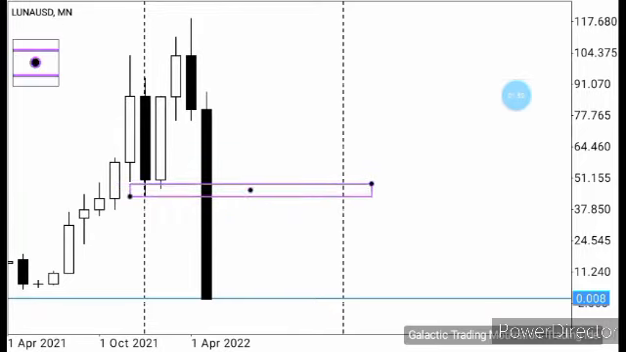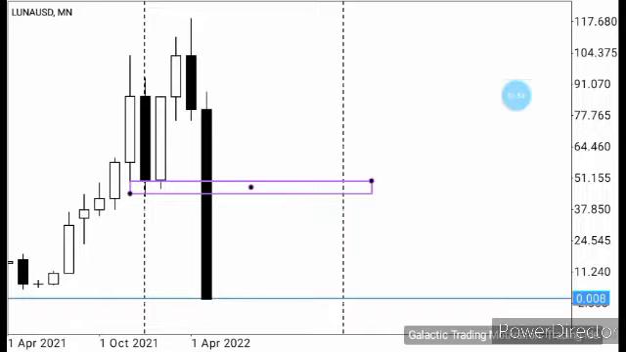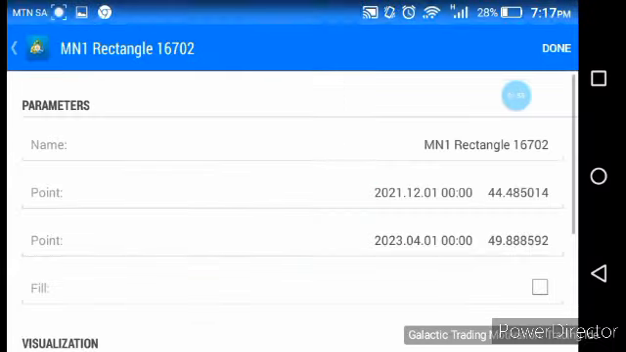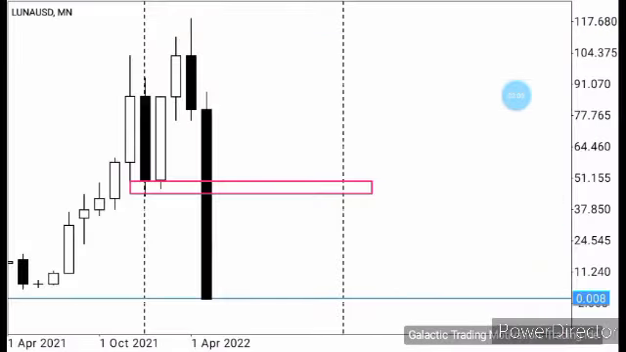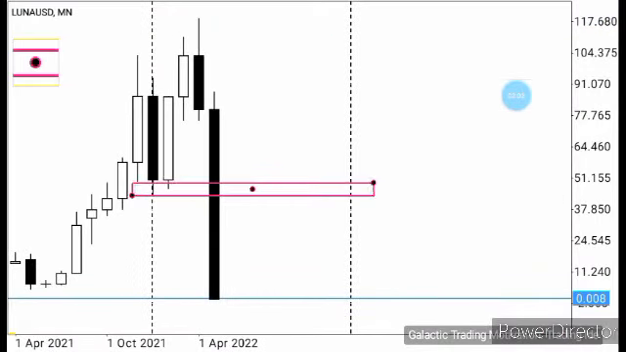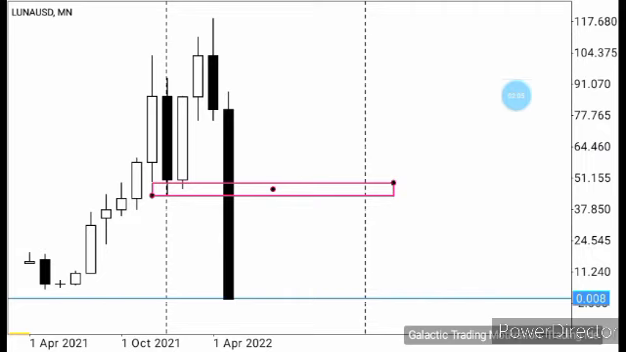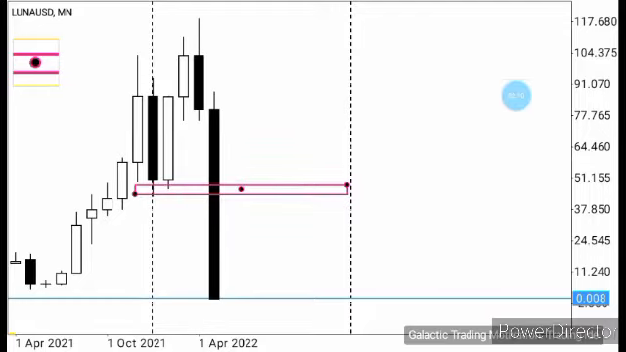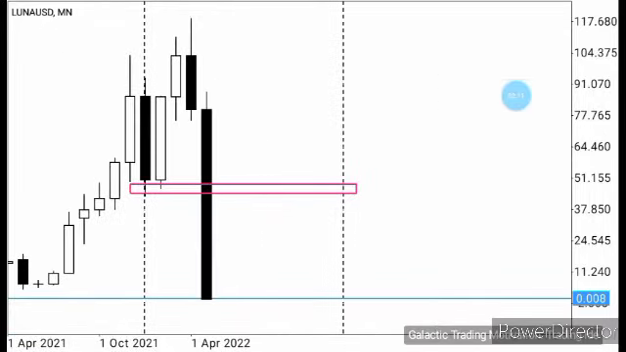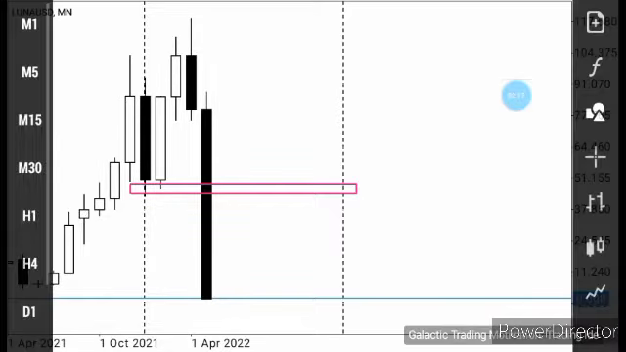So let's see. So this would be my neckline. I'm just gonna make it a different color, such as a pink. There we go. Okay. Just bear with me, guys. There we go. Okay. So from here, I'm just gonna head on over to the weekly chart.